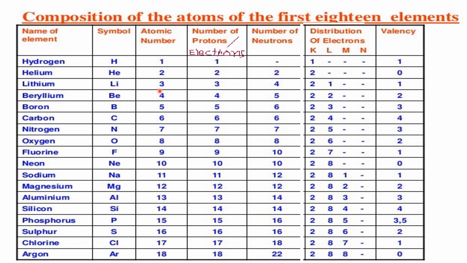Next is lithium, atomic number 3. Atomic number 3 means the number of protons and the number of electrons are 3, but the number of neutrons is 4 here. The distribution of electrons is 2, 1. With this one electron, it is easy to lose 1 electron to get stability, so the valency is 1.